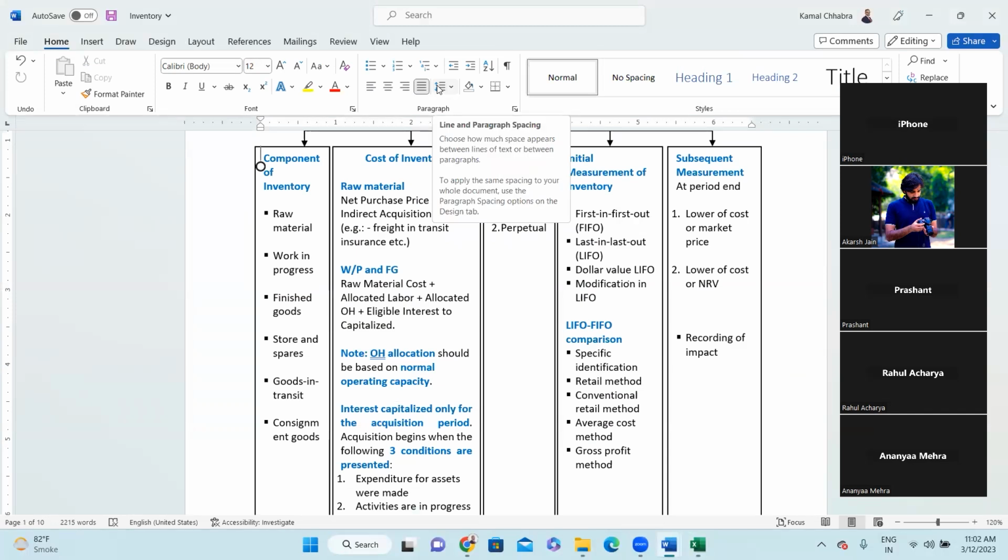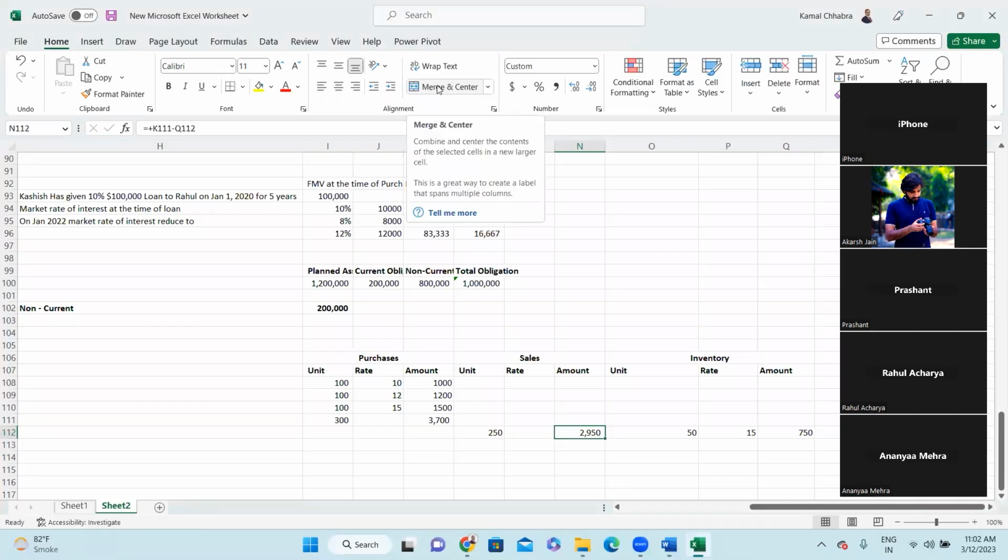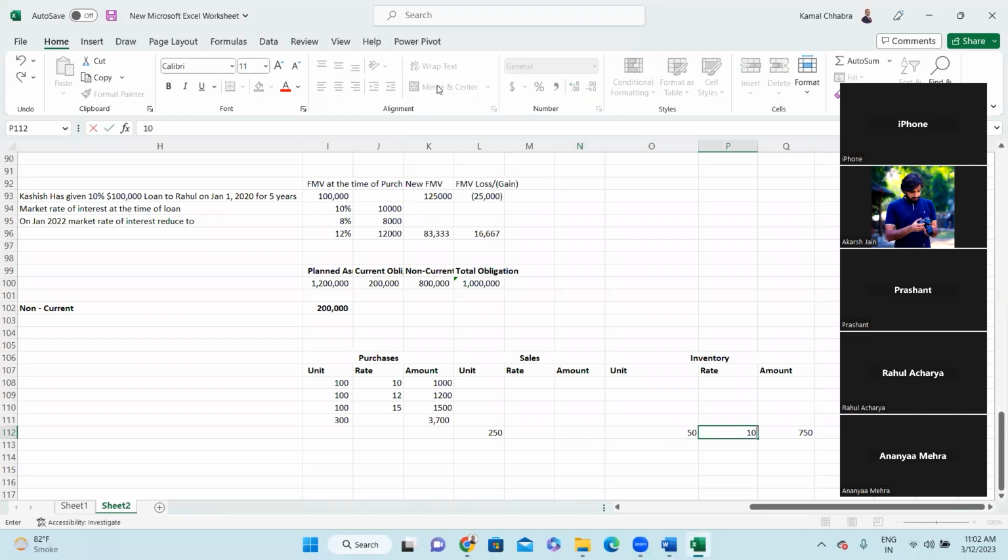What is last in, first out method? Sir, in that the last one goes out first, and the first inventory gets multiplied by its rate. So if you are using LIFO, then what will be the value? 10 rupees, sir. 10 into 50, so it will be 500, and the cost will be whatever remains. Right?